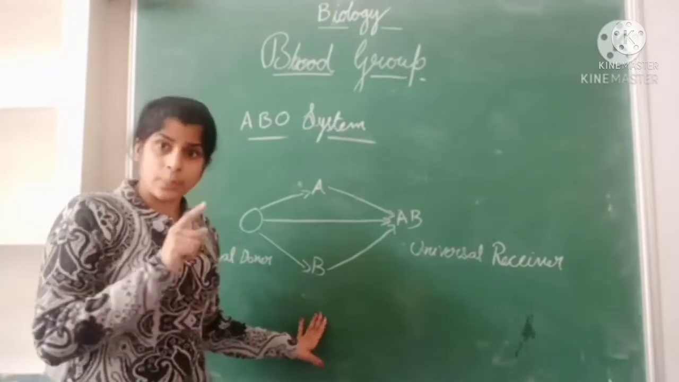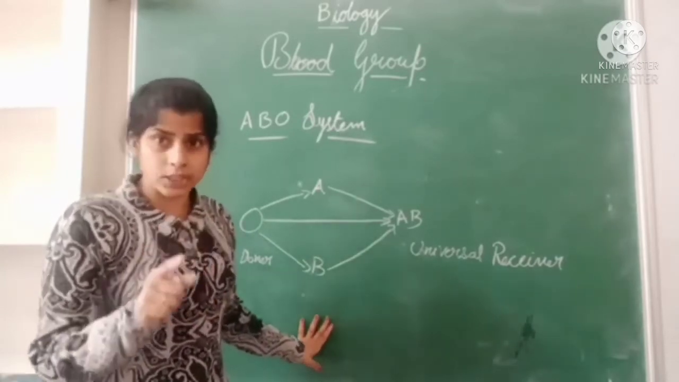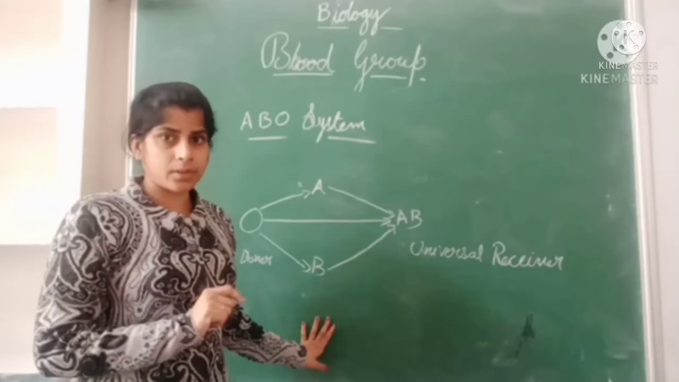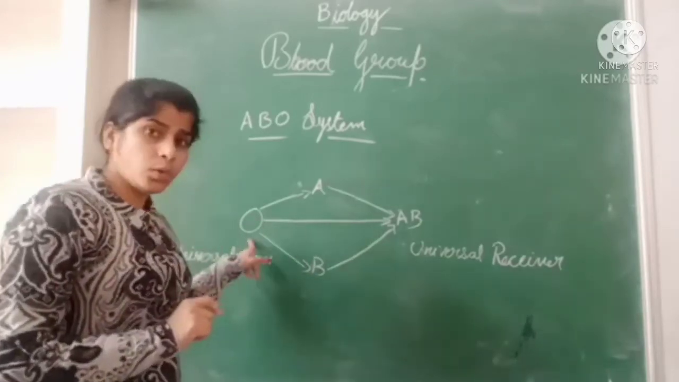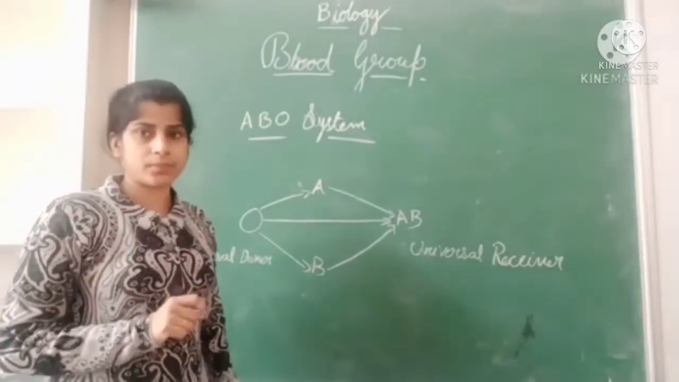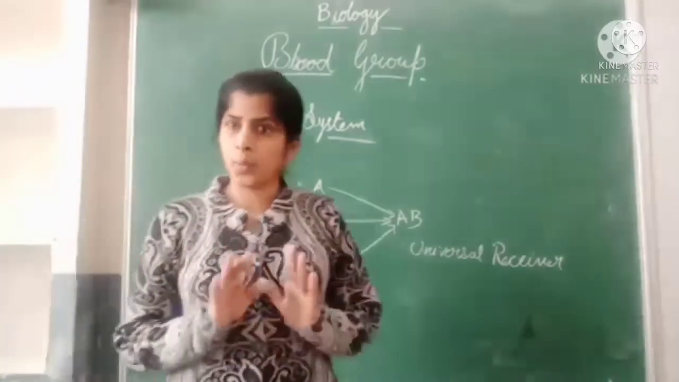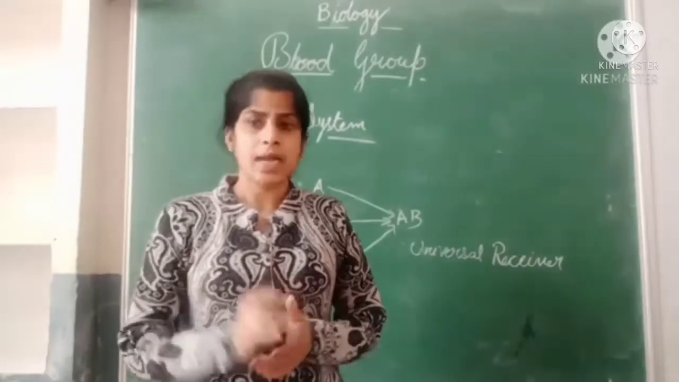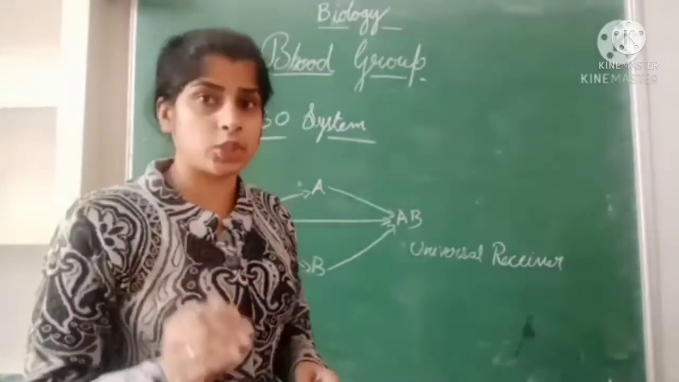Okay, that also depends upon the RH positive or negative. Clear? Yes. And O group can receive only the O group blood. Clear? I hope all of you understood this topic. Next we are going to discuss blood pressure.